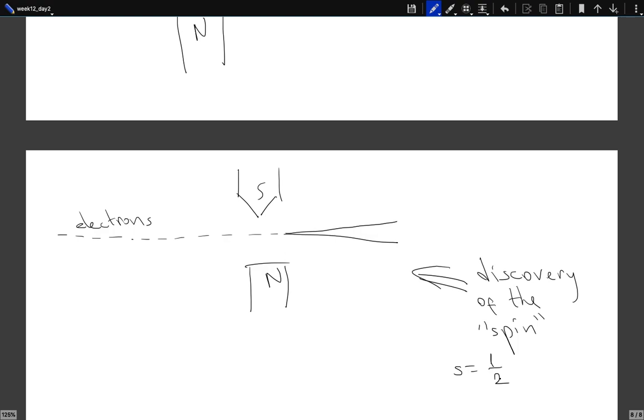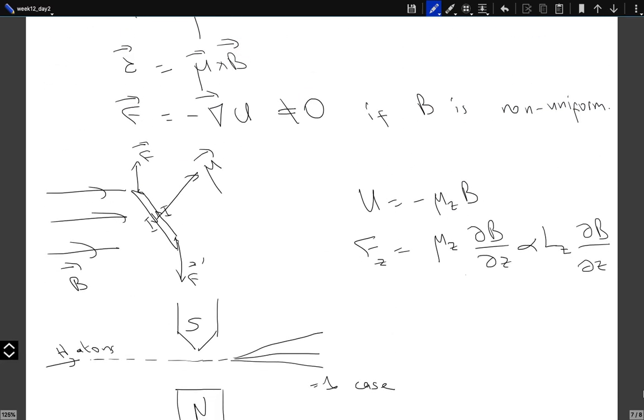If the magnetic field is uniform, it doesn't exert any force. You see, the reason why we choose a non-uniform magnetic field is that the force is proportional to the derivative of the magnetic field. If that derivative is zero, then there is no force, no splitting.